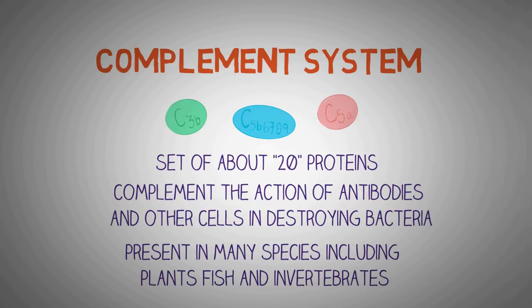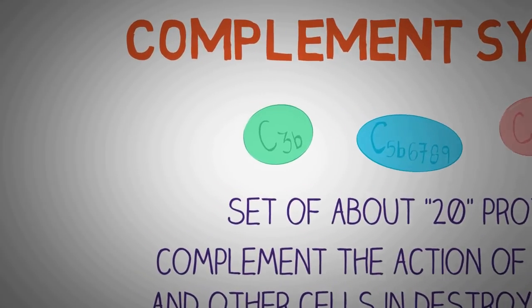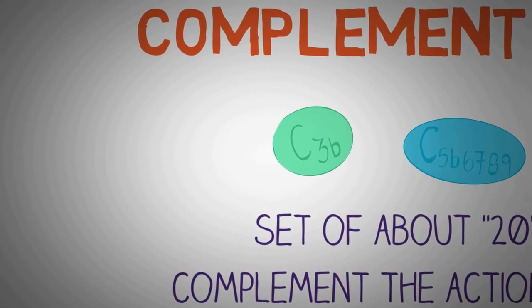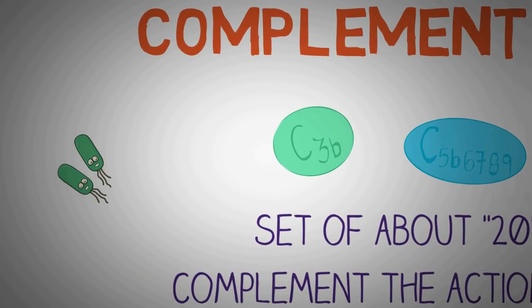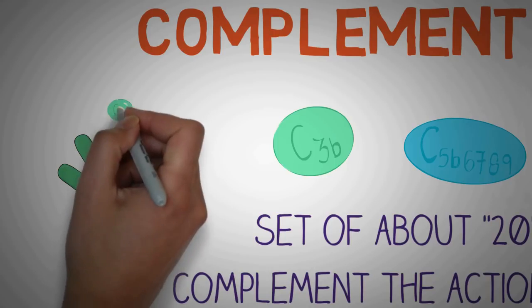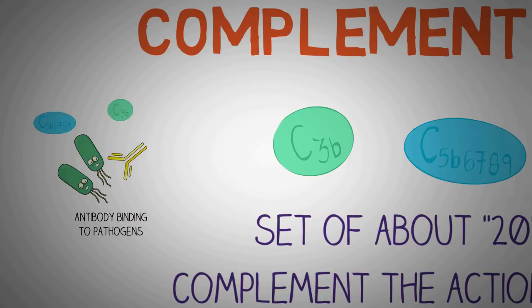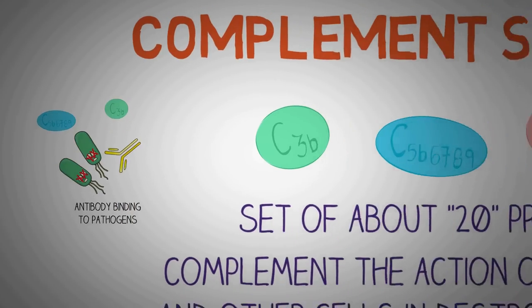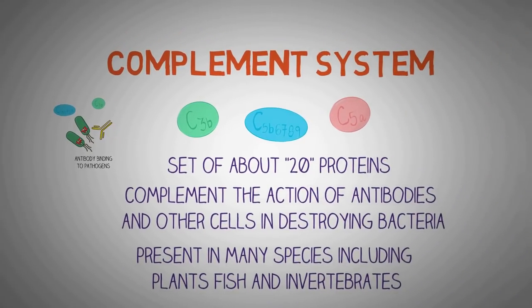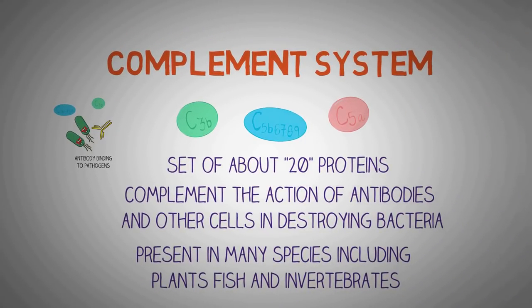The basic mechanism of action of the complement system is as follows. Whenever any pathogen enters our body, it gets recognized by antibodies present in our blood. The binding of antibody to the pathogen is the most important factor for the activation of the complement system. After it is activated, a cascade of different enzymes acts on the surface of the microbe to kill it.